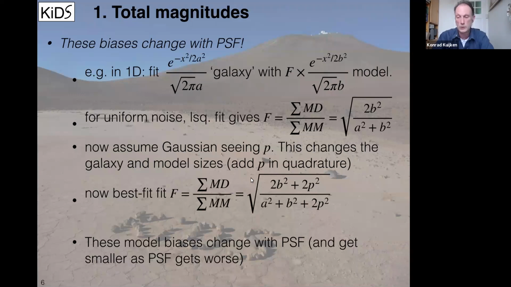That means that in the Gaussian, you just add the size of the PSF P in quadrature to both your data size A and your model size B. So then this expression here turns into this one here, which has the size of the PSF in it. And you see the bias is still there, but it's actually different. For different values of P, your bias will be different. So your model bias is always there, unless your model is perfect. And it's a function of your data quality, of your point spread function. The same galaxy fitted with the same wrong model is going to give you a different flux under different seeing conditions.